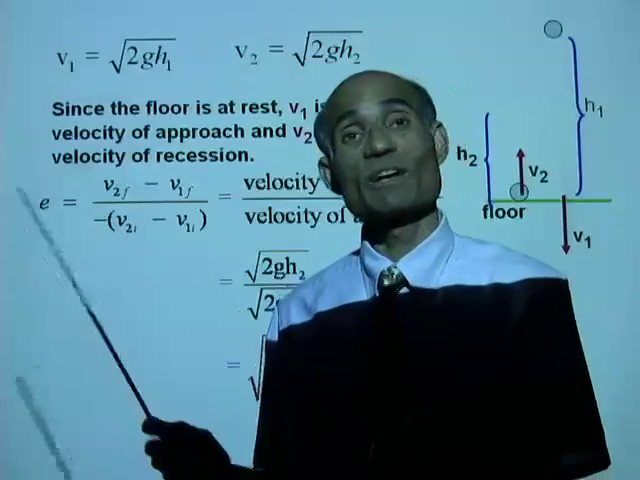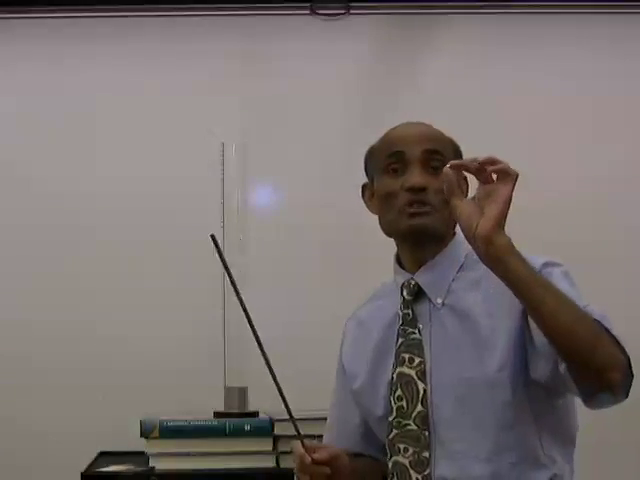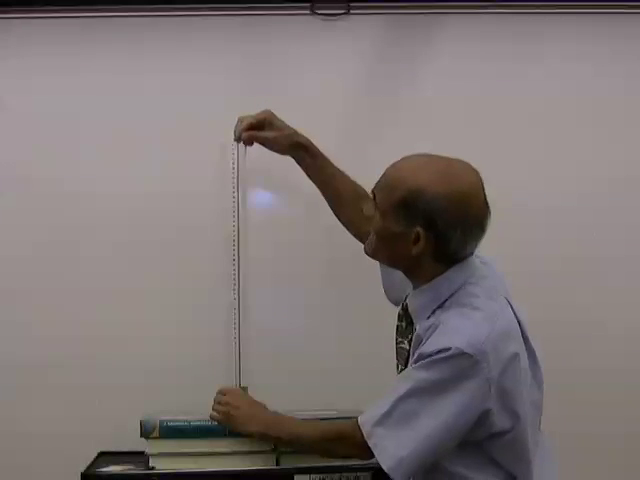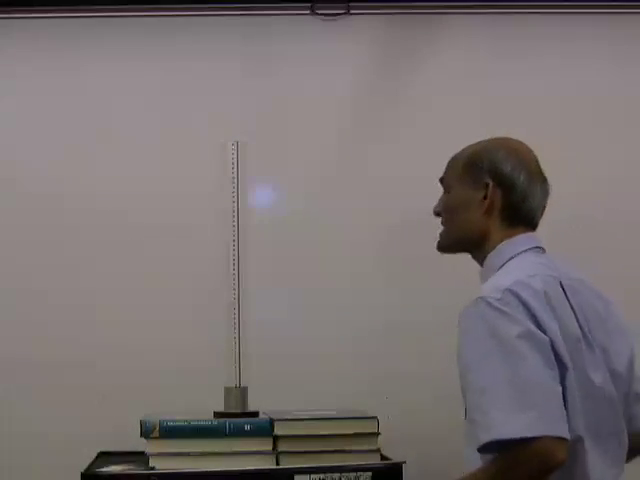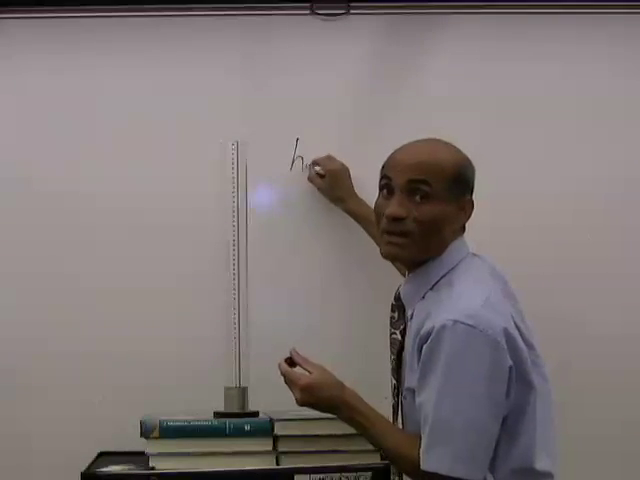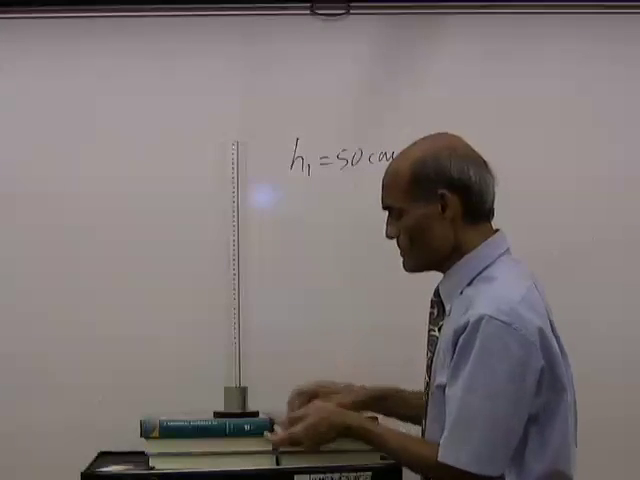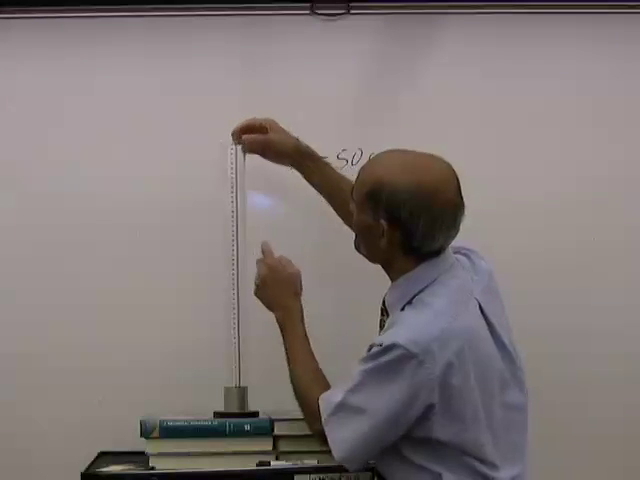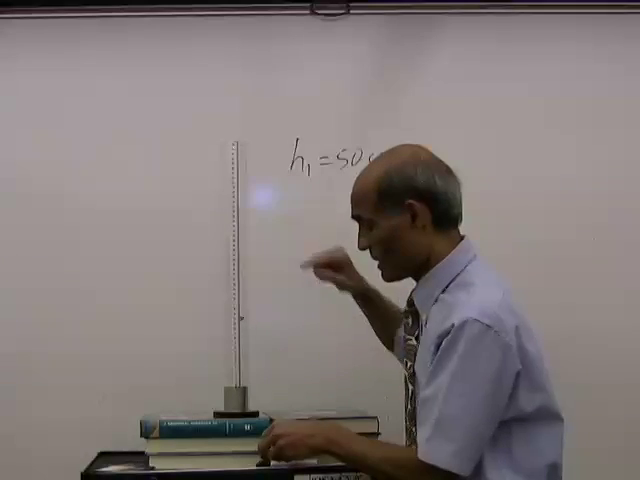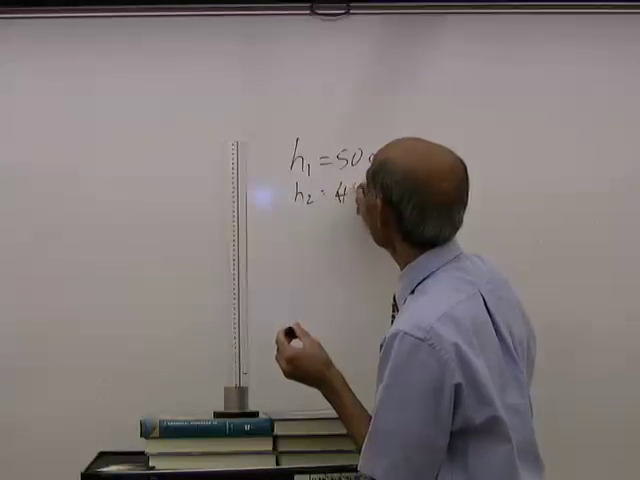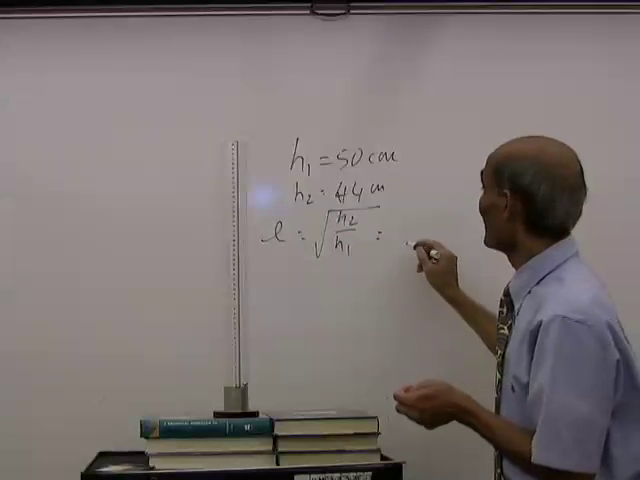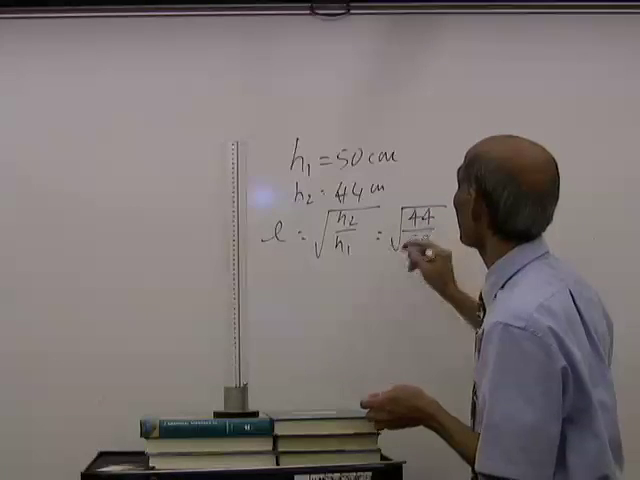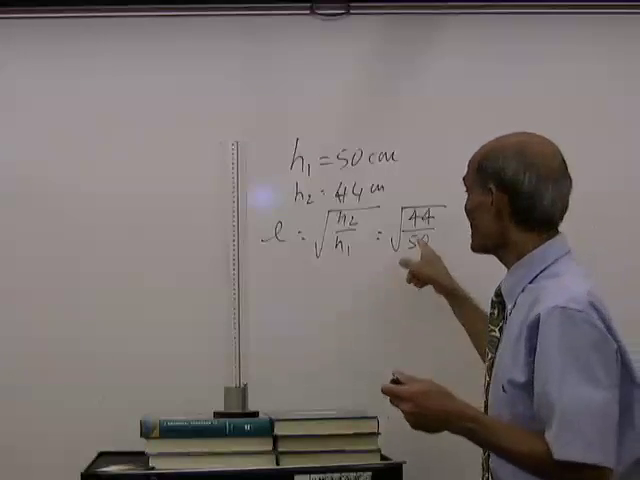Let's do a calculation of E. Let's calculate the coefficient of restitution between this ball and this steel surface. What I need to do is, you can see this is graduated. This height is 50 centimeter, so I'm going to drop it from a height of 50 centimeter. My h1 is 50 centimeter. And what I need to do is measure h2. It rebounded up to 44, so your h2 is 44 centimeter. Therefore, E equals the square root of h2 divided by h1. That will be the square root of 44 divided by 50. You don't need to convert the unit because of the ratio. I'm going to leave it for you to calculate that.